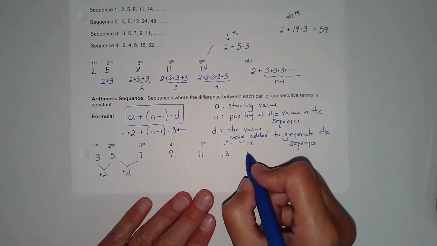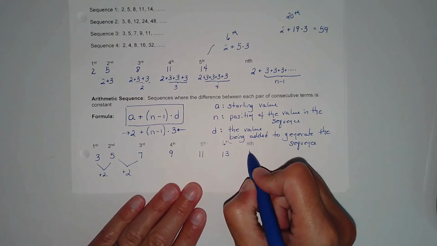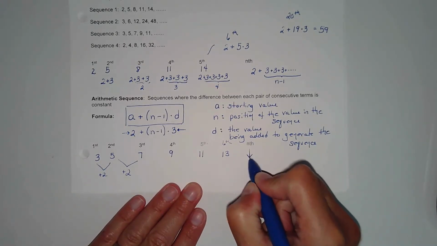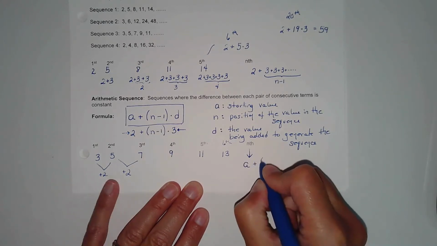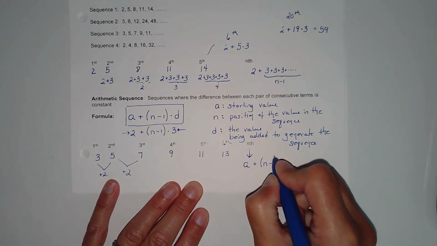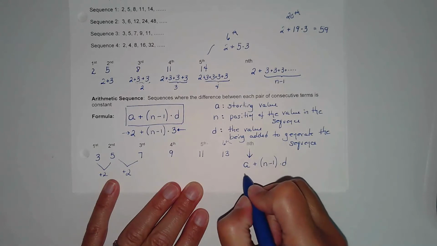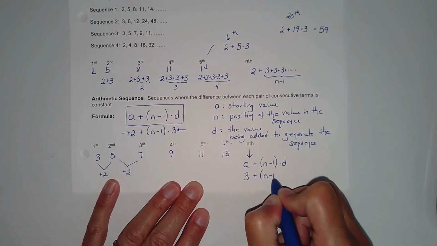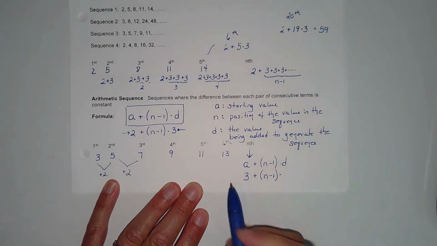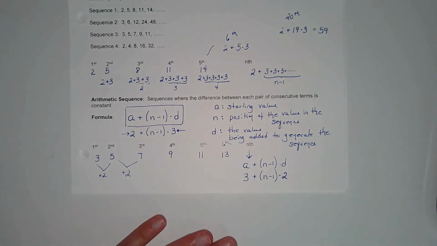So to figure out the 20th term or the 500th term, you need to figure out a formula for the nth term. Okay, so here's the general formula, and then we're going to fill in the missing pieces. So A is the starting value. So A would be 3. Plus, remember I said the n minus 1 stays in the problem. And D is the value you're adding each time. So we're adding a 2 each time.